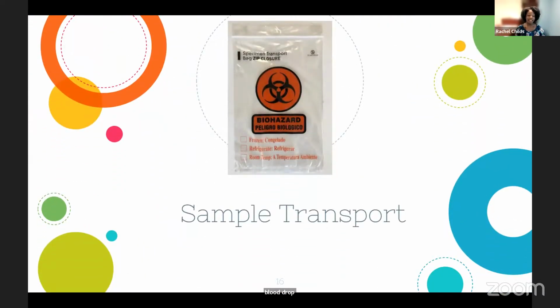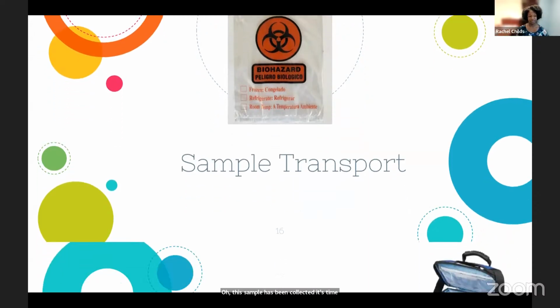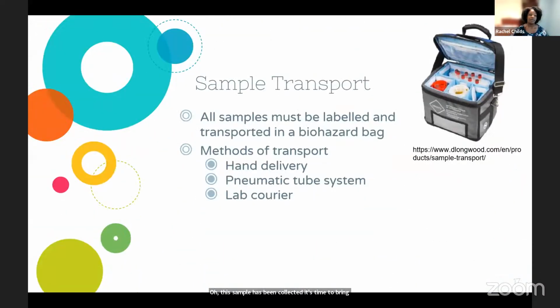Now that the sample has been collected, it's time to bring that sample to the laboratory. No matter what the sample is, whether it's blood, bodily fluid, urine, etc., it all needs to be collected in a biohazard bag. That indicates to us that this is potentially infectious material. Whether it truly is or not, we treat all samples as if they were infectious, just to keep us safe and keep the people handling the samples safe as well.